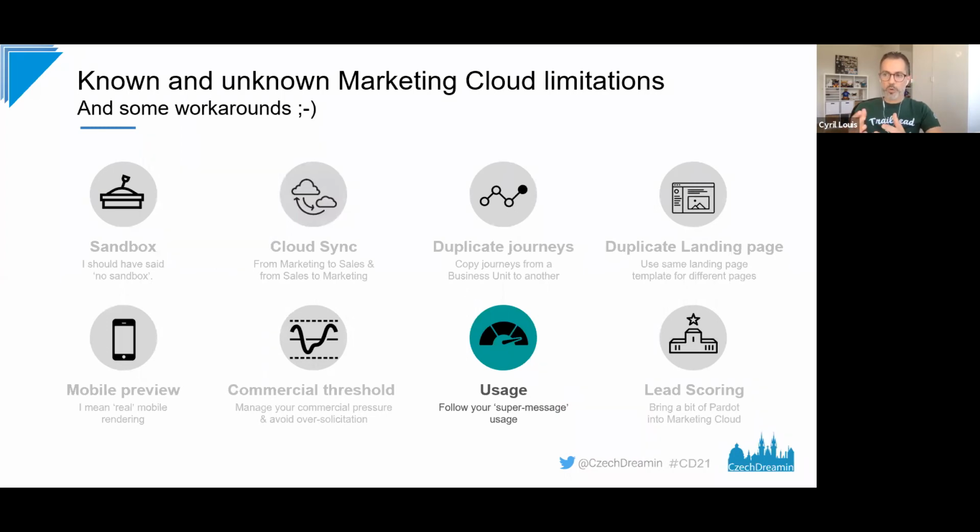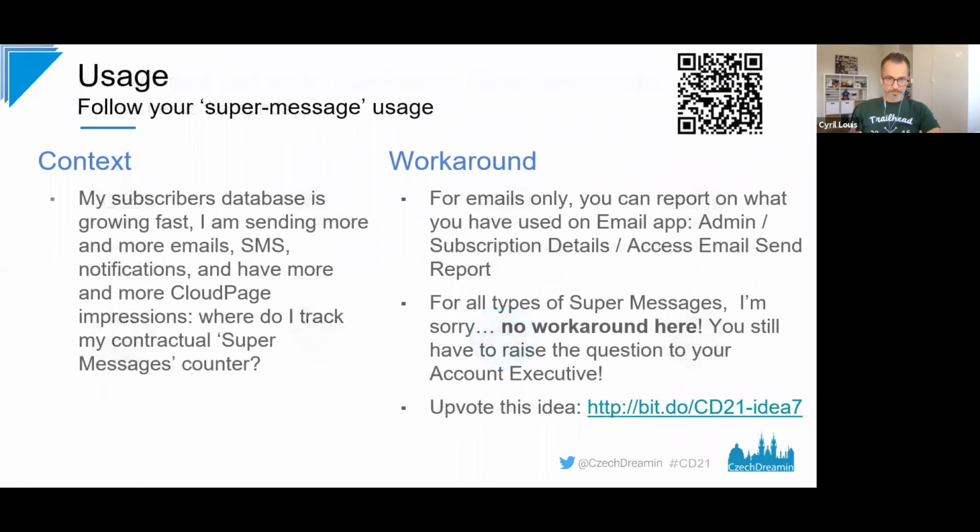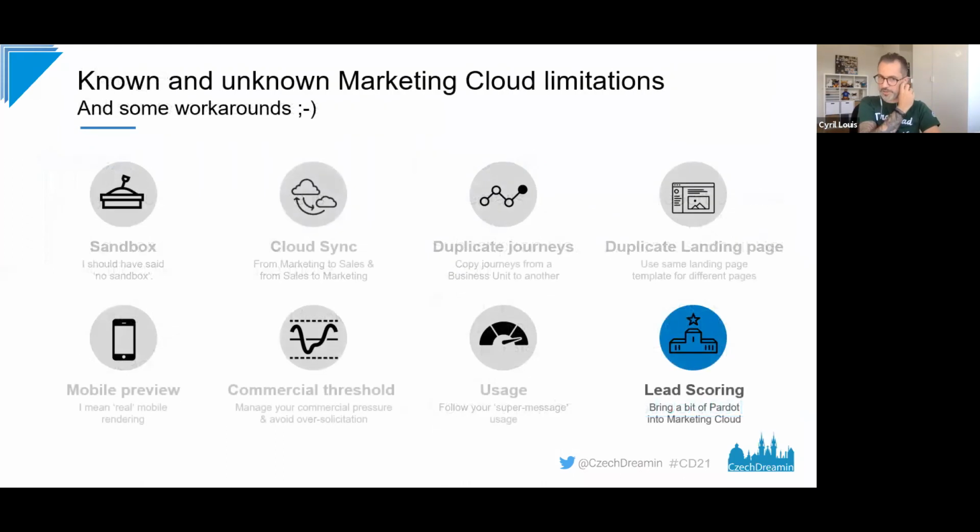But how do you know where you are, based on what you've bought in terms of email or SMS or push notification, or also Cloud Page impressions? Actually, if you're just using email as a channel, you can just run a report to know where you are, and you can compare with what you bought, but there is no direct comparison. And if you are using different channels, there is no way to know where you are. So the only way will be to ask your account executive, or you can vote for the ideas again.